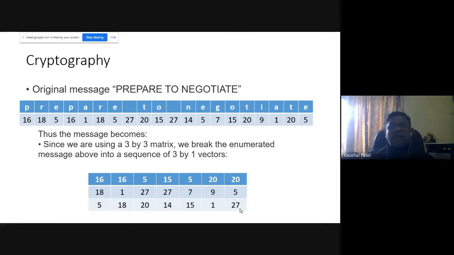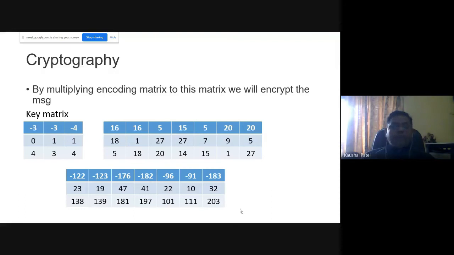Still, this is not the encrypted form. By multiplying the encoding matrix with this matrix, we can encrypt the message. So now this is a lock, and we can make the key matrix. The key is minus 3, 3, minus 4, 0, 1, 1, 4, 3, 4. This particular matrix is a random matrix, so you can take your own matrix to encrypt. That's why cryptography is much more difficult to decrypt. Whenever encryption is there, decryption is also there, but you have to find the key, and it is very difficult to judge the key.